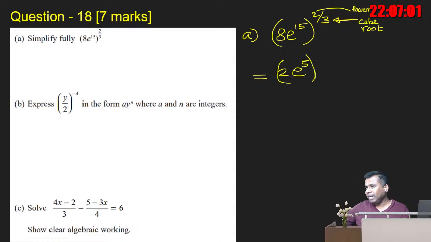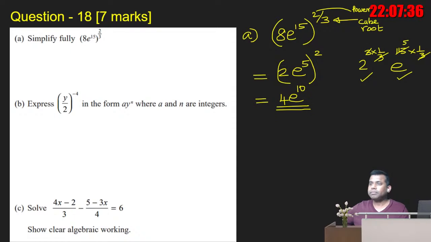If you need some working out for this one, 8 can be written as 2 to the power 3. Cube root means 1/3. 3 and 3 cancel. That's the reason I got 2 here. Then the next one, e to the power 15 times 1/3 for the cube root, and 3 goes into 15 five times, so e to the power 5. Now the power of 2: 2 squared means 4, and e to the power 10. 4e to the power 10 is the correct answer.